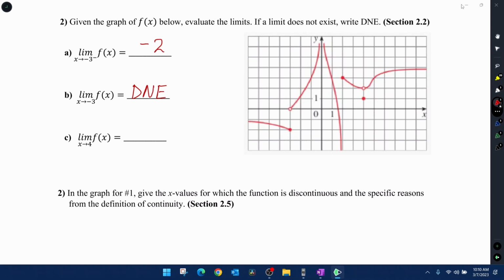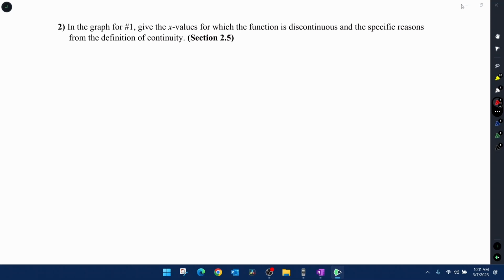Part C, the limit of the function as x approaches 4. Do you see that the graph from either side approaches the same height? And what is that? 2. Even though the function value isn't that value, remember the limit doesn't care what it is. Now the next part kind of does.